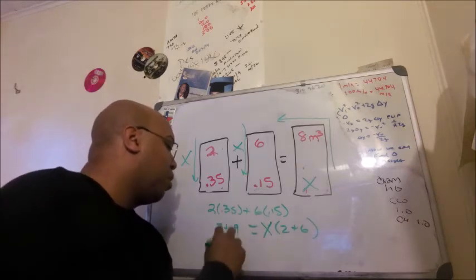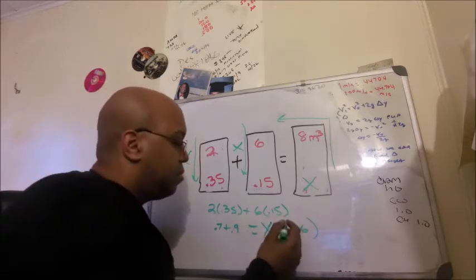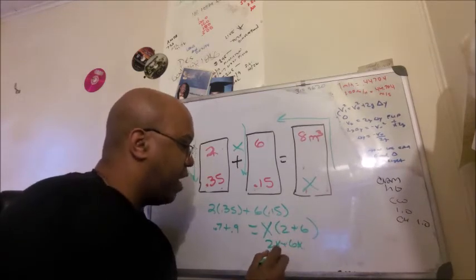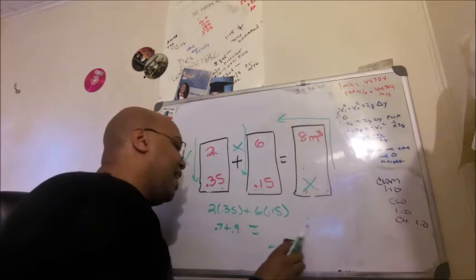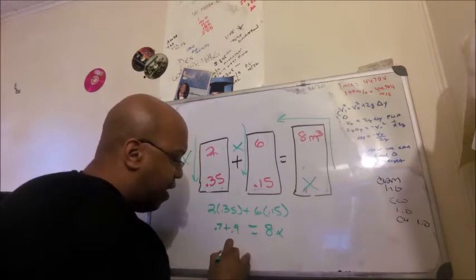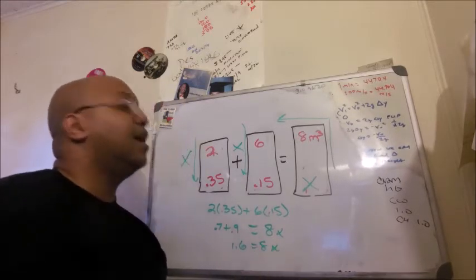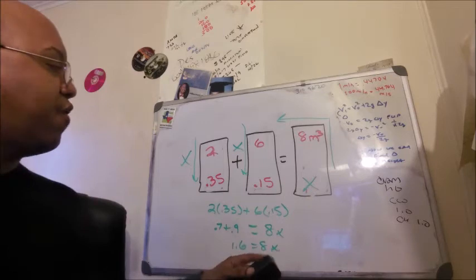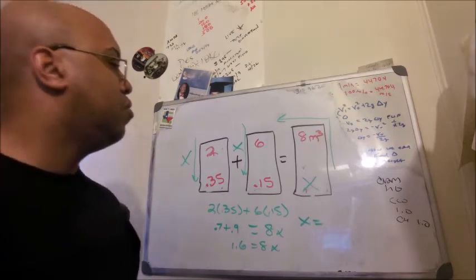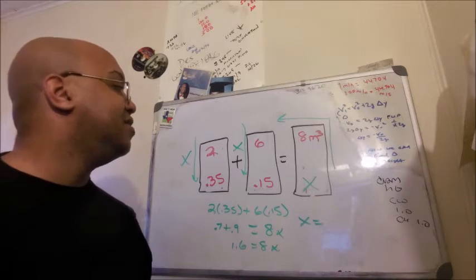All right. So 0.7 and 0.9, and then X is going to be distributed, so we're going to have 2X plus 6X, right, guys? And then that's going to become 8X. And on this side, we're going to have 1.6 equals 8X. Oh my gosh, this is exciting. And then we're going to solve for X. So what is X going to be, guys? 0.2. 20%. Oh my gosh. Okay. I feel excited that I understand how to get there.